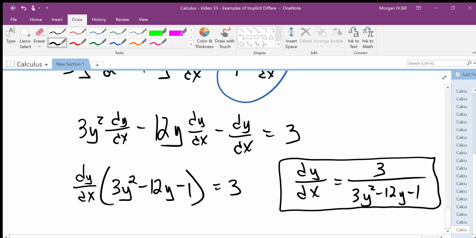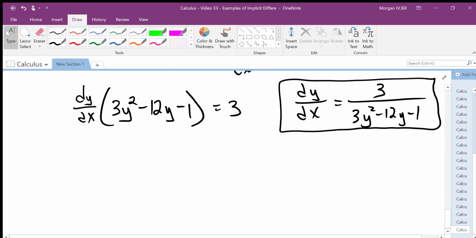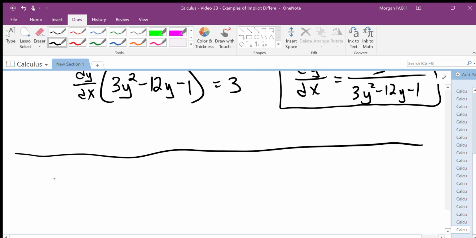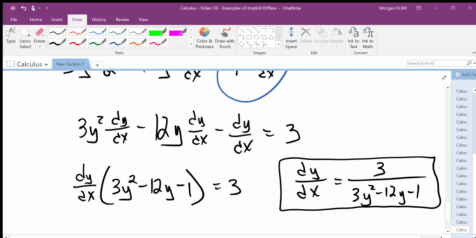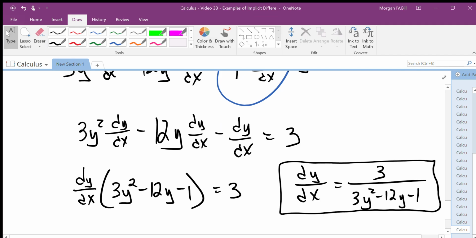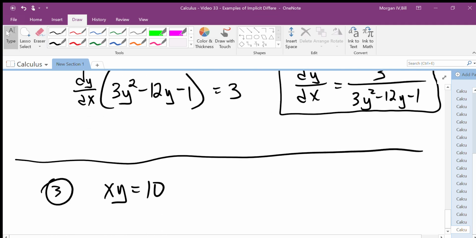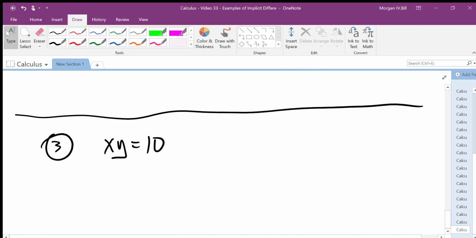Okay, let's try maybe 2 more, maybe progressing in difficulty here. How about number 3, xy equals 10? Now that we haven't seen this yet, every term that I've given you so far has either been all x's or all y's, right? I either just had a y or I just had an x. This term has both x's and y's. And what you want to think there is you have 2 functions multiplied together, like x times e to the x, where the x is just x, and the y is some function of x like e to the x.